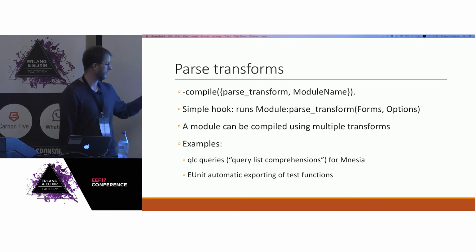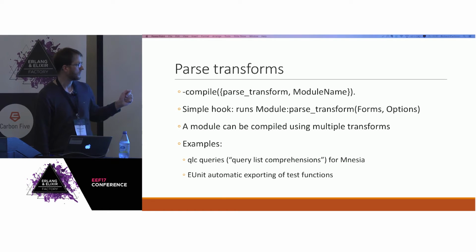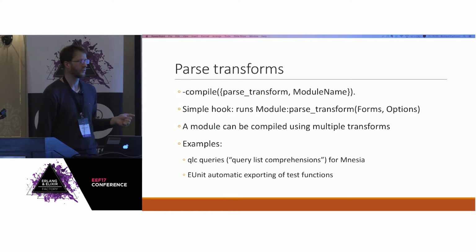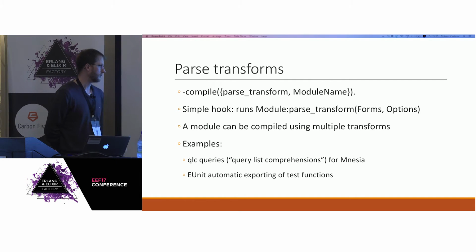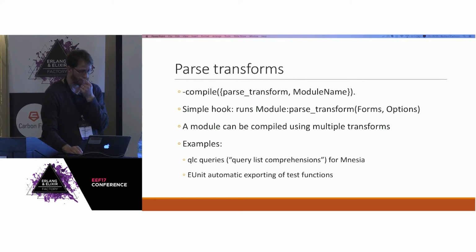Some examples are QLC queries, known as query list comprehensions for Mnesia. If you use those in Erlang, that's a parse transform that changes what a list comprehension means if it looks in a specific way, and allows you to use that syntax to write compact and efficient Mnesia queries. The eUnit library uses a parse transform to automatically export your test functions, so you don't have to declare those manually.